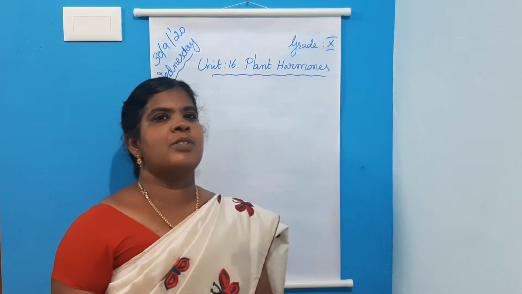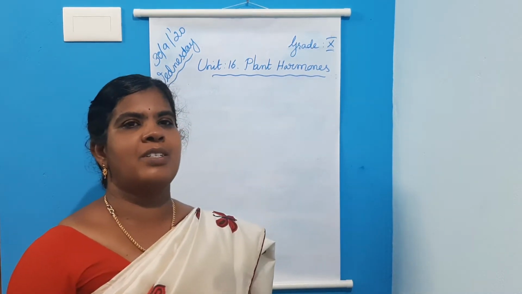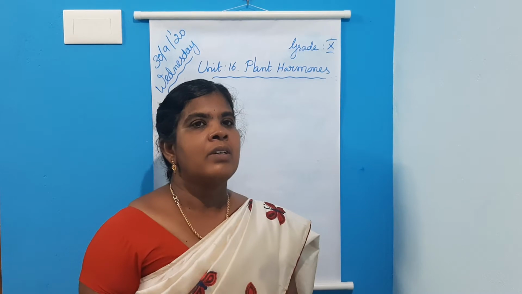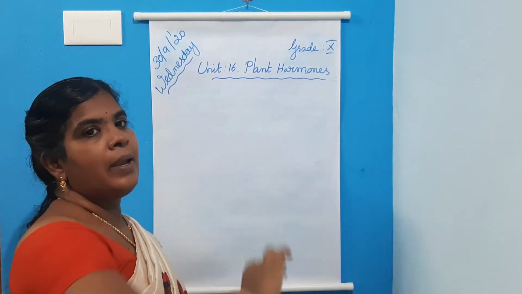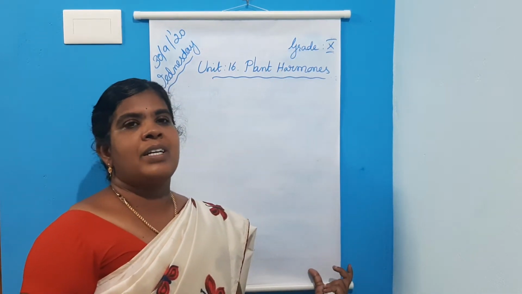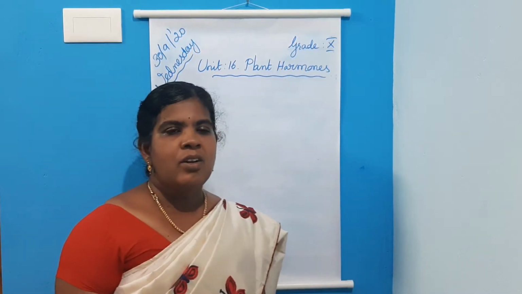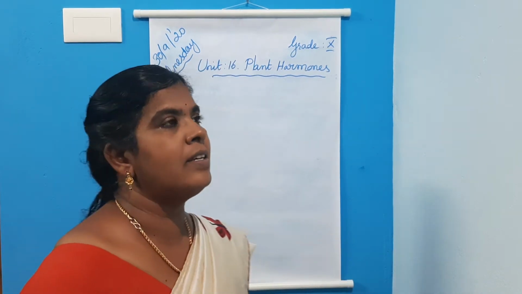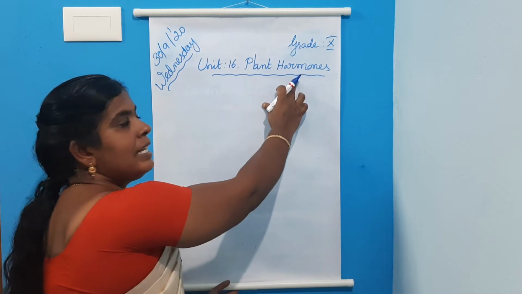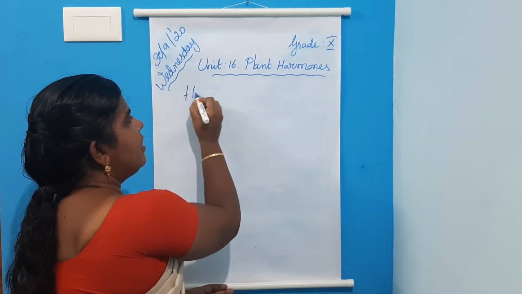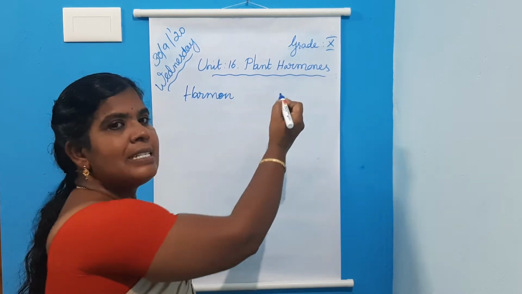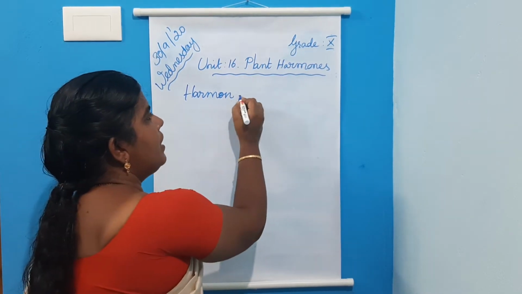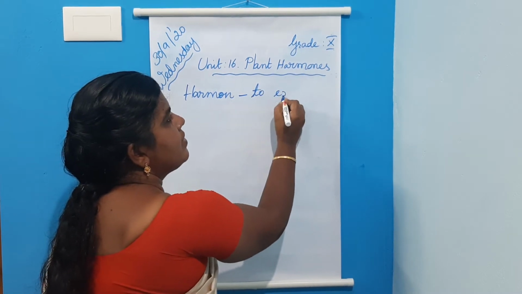In the previous class, we all learned about means of transportation in plants, isn't it? Now, we are going to learn about plant hormones. You must know what plant hormones are. Plant hormones are chemical substances produced by plants. The word hormone is derived from a Greek word hormone that means to excite.